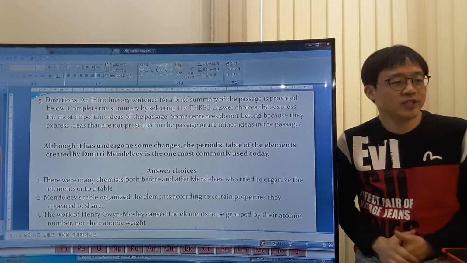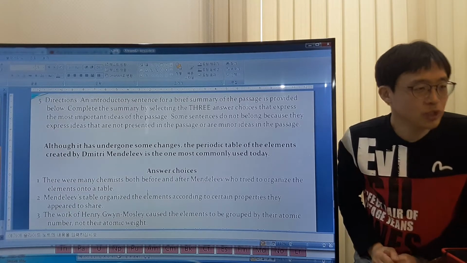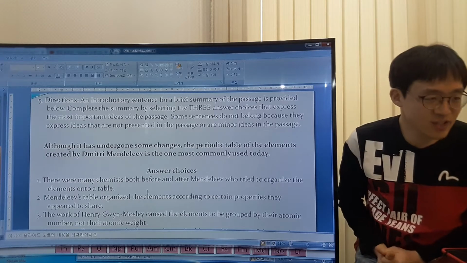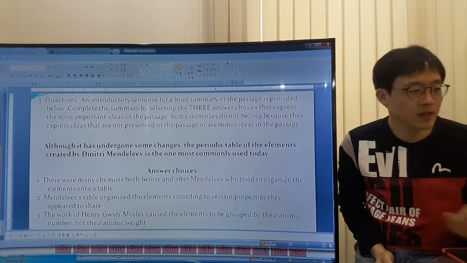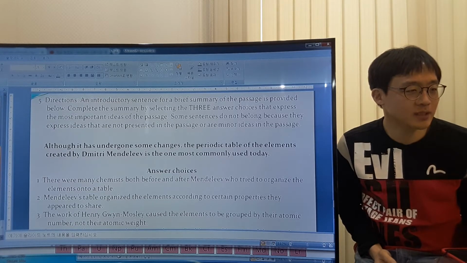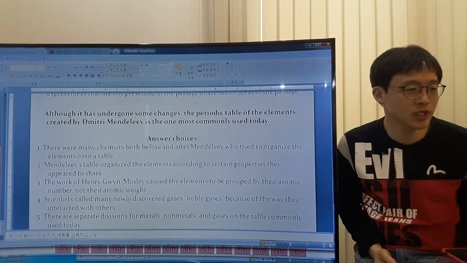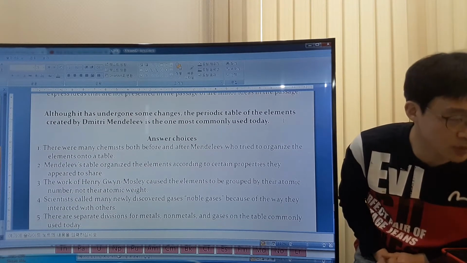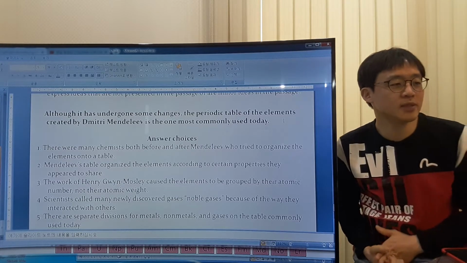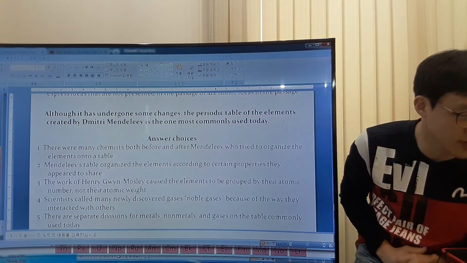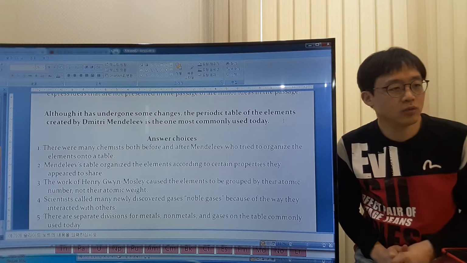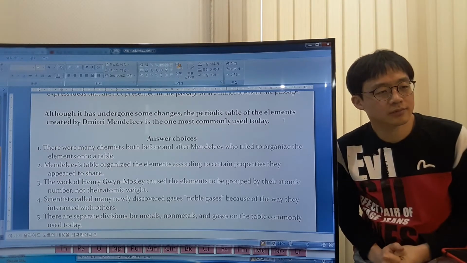There's an introductory sentence for a brief summary, and we need to complete the summary by selecting the three answer choices. Okay? Although it has undergone some changes, undergone means what? Experienced some changes. The periodic table of the elements made by Dmitry Mendeleev is the one most commonly used today.